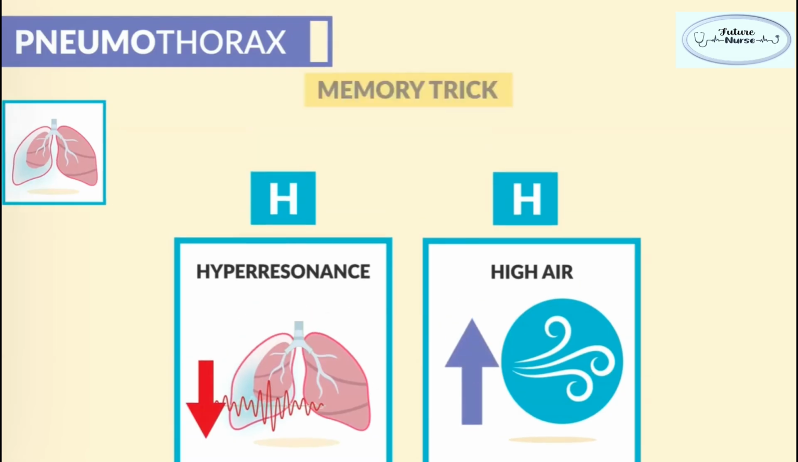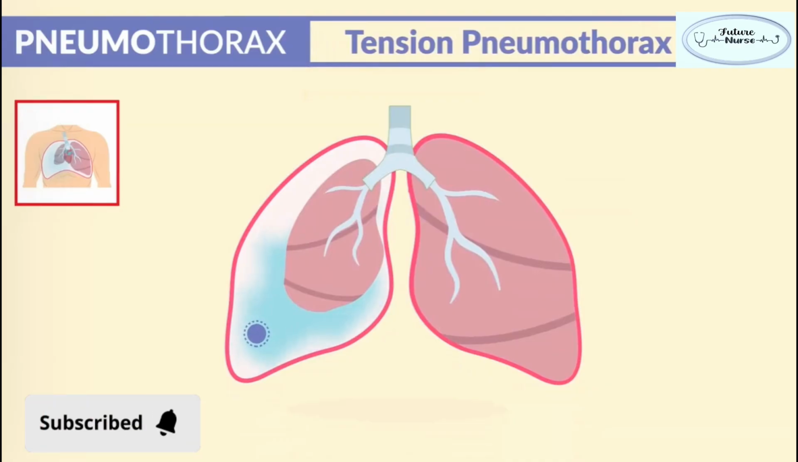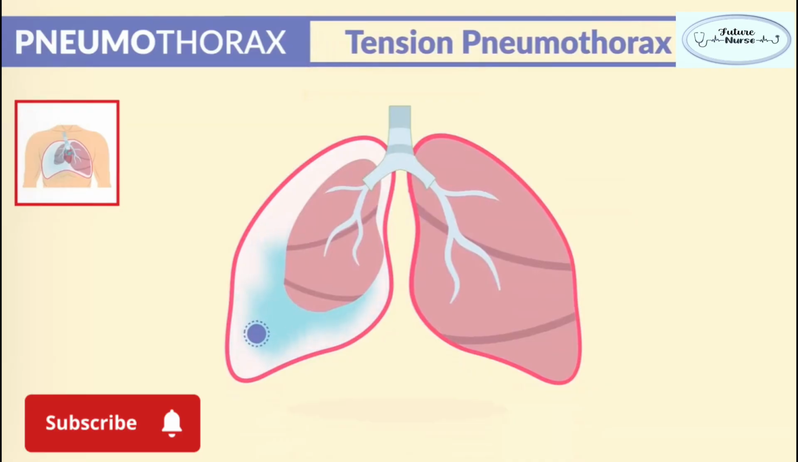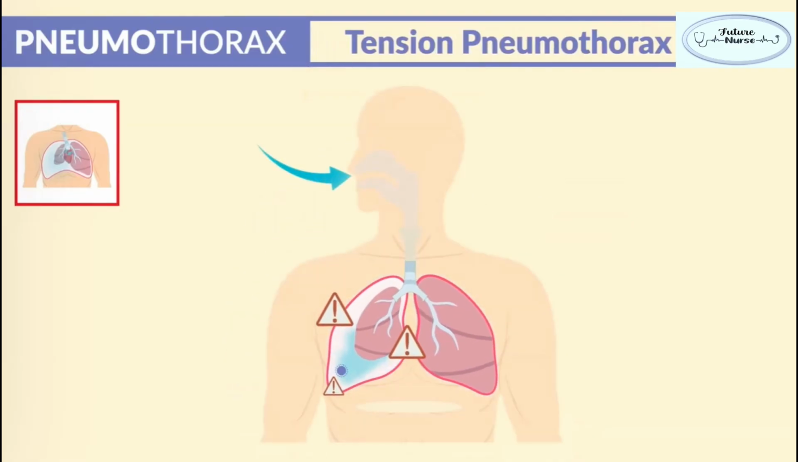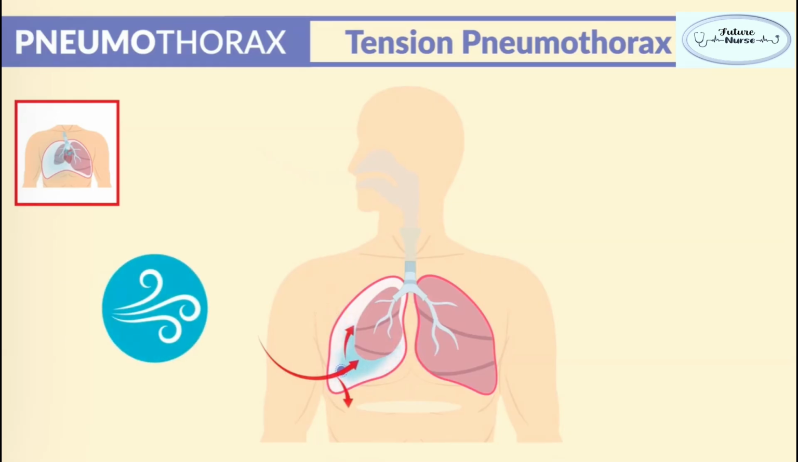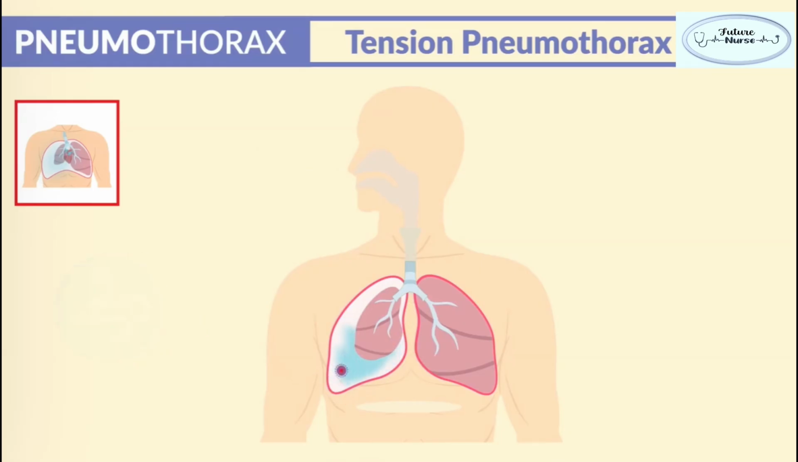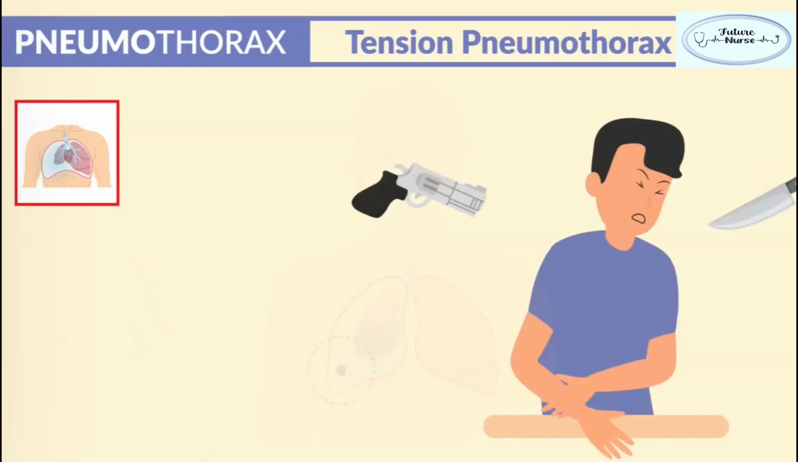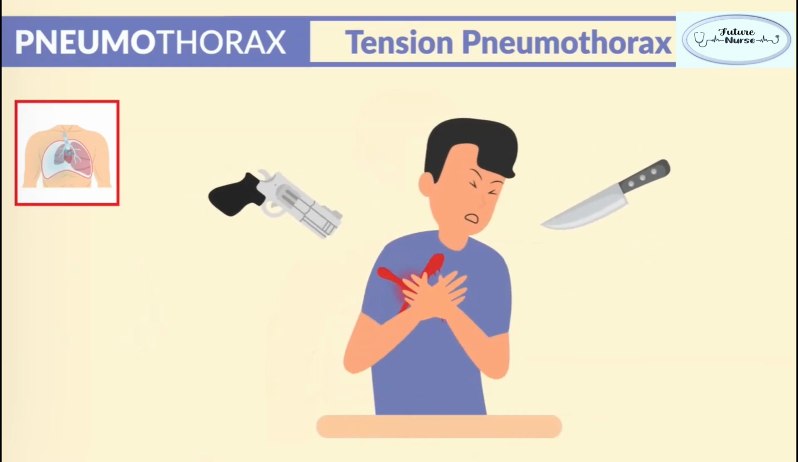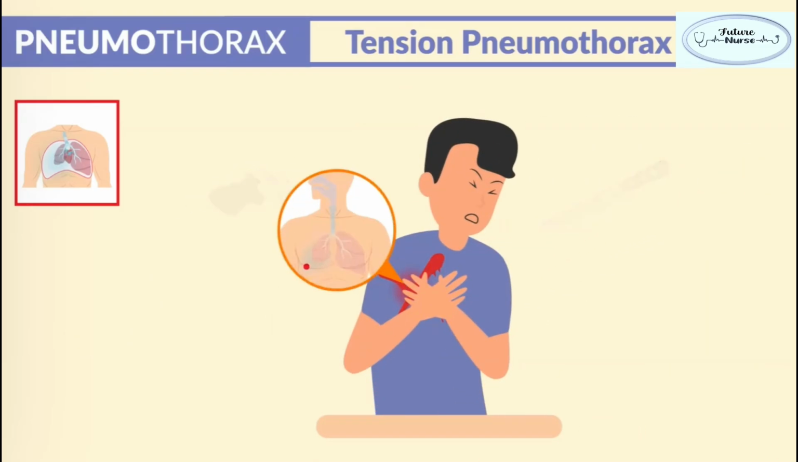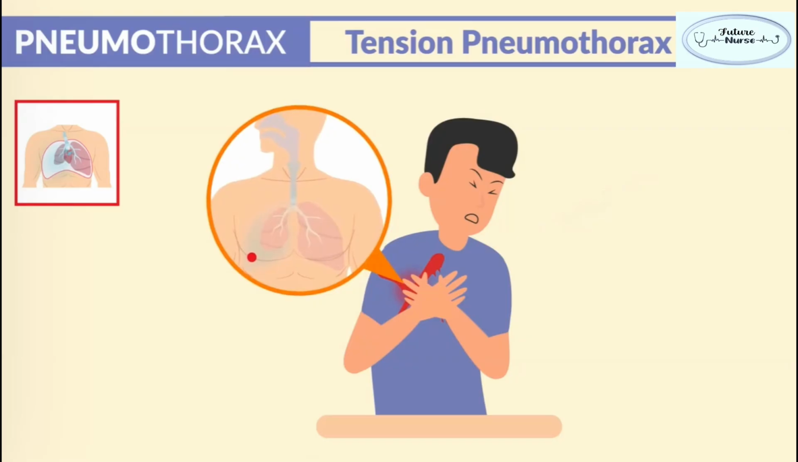Now lastly, tension pneumothorax. This can result from an open pneumothorax, where air gets sucked into the pleural space when breathing in, and the air gets trapped and it can't get out. This is known as a sucking chest wound. Now, this typically happens from a penetrating chest trauma, like a gunshot wound, a knife stabbing, or something else that leaves a hole in the client's chest.